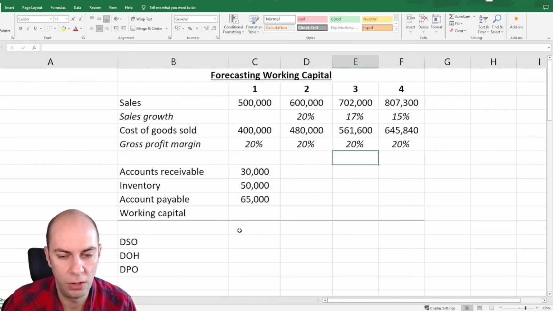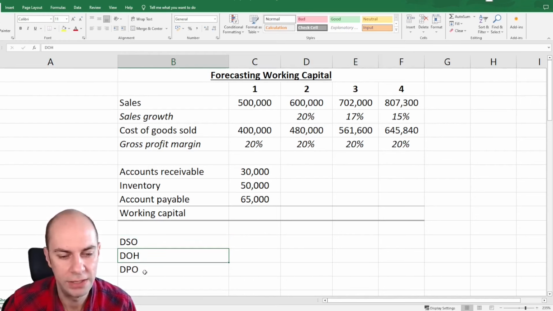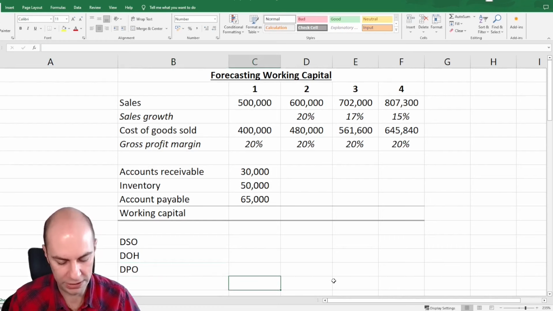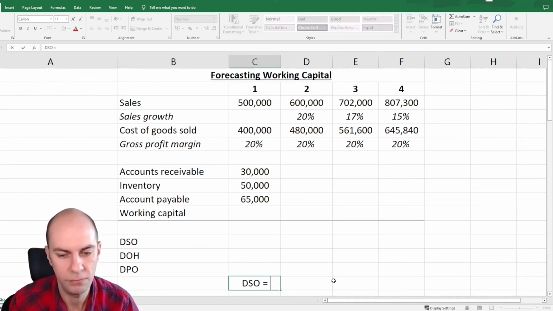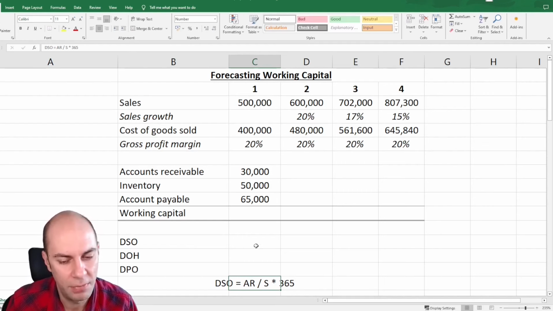We need to also calculate down here our days of sales outstanding, days inventory on hand, and days of payables outstanding. Okay, well, let's just recap our formula. So for DSO, we would be taking receivables as a percentage of sales and multiplying by 365. Okay, now you might be thinking, wait a minute, Martin, shouldn't you be taking average receivables?